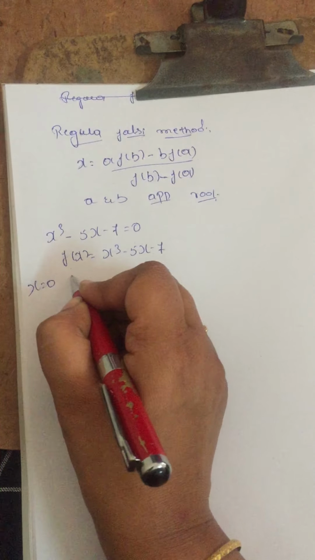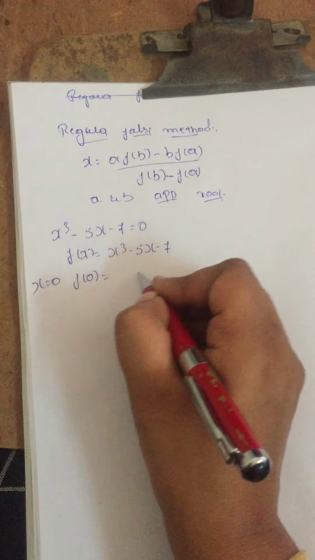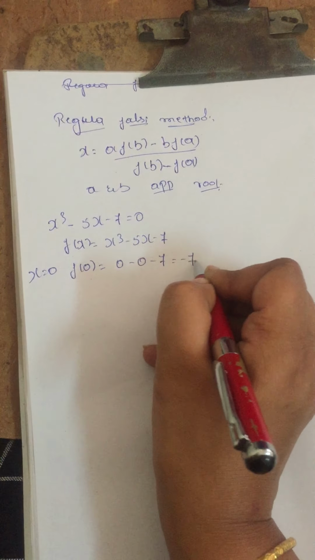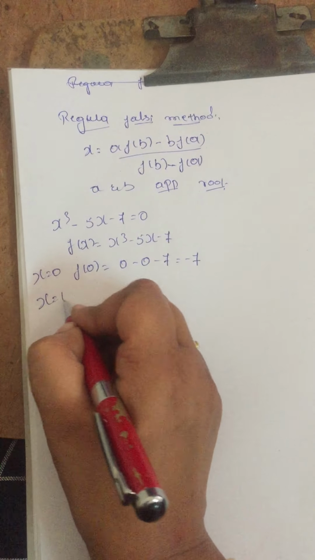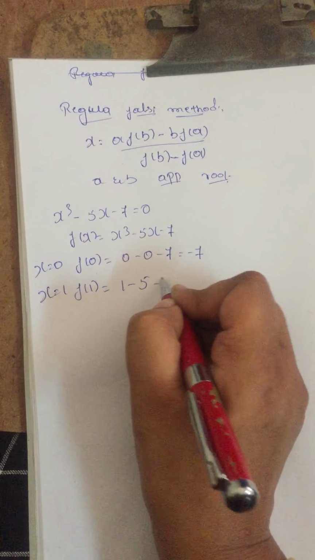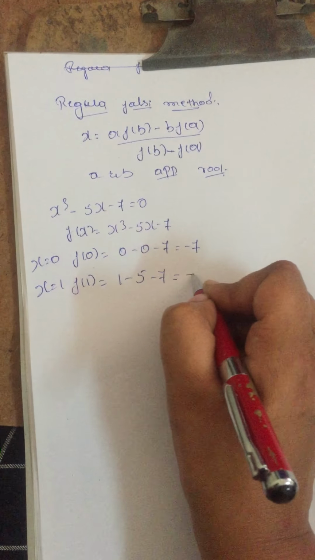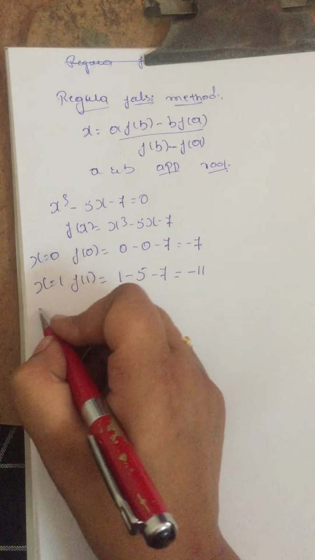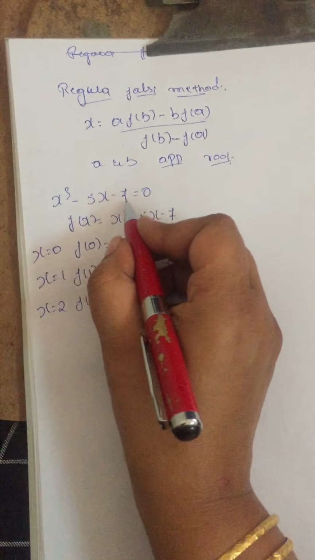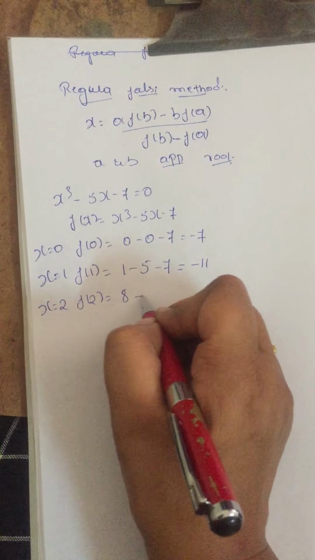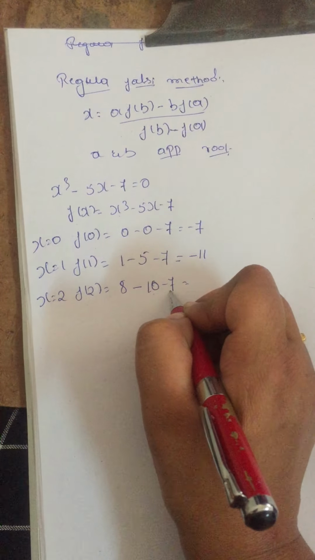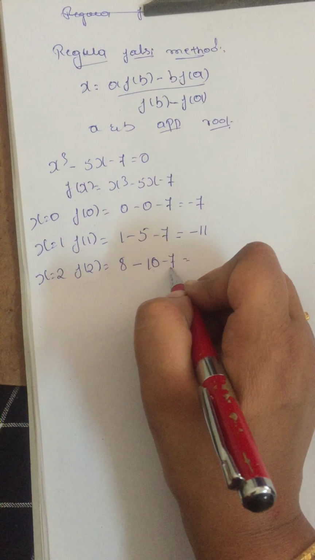Take x is equal to 0, then f of 0 is 0 minus 0 minus 7, which is equal to minus 7. Take x is equal to 1, then f of 1 is 1 minus 5 minus 7, which is equal to minus 11. Take x is equal to 2, then f of 2 is 8 minus 10 minus 7, which is minus 9.